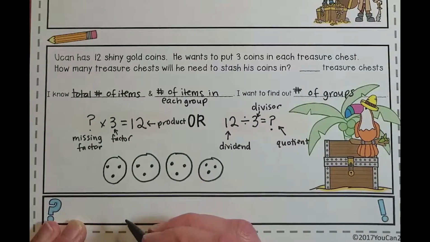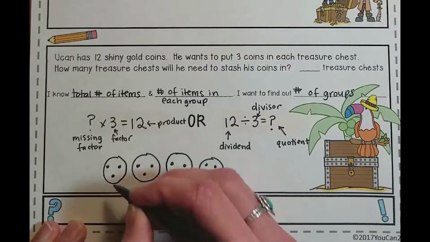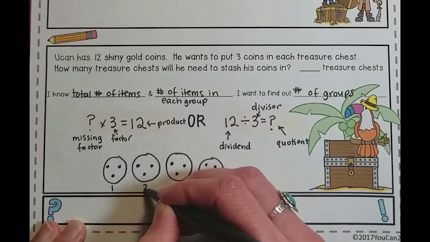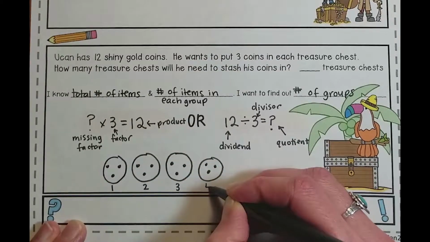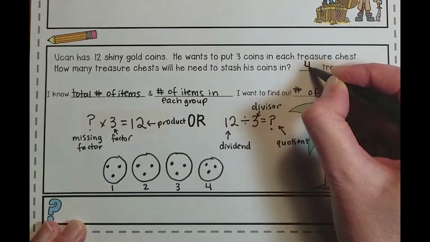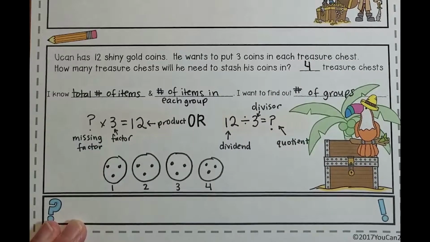So how many treasure chests is Ucan gonna need? 1, 2, 3, 4. He's gonna need 4 treasure chests. Get it to the ship fast, Ucan.